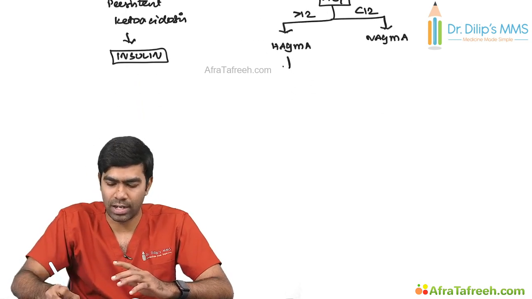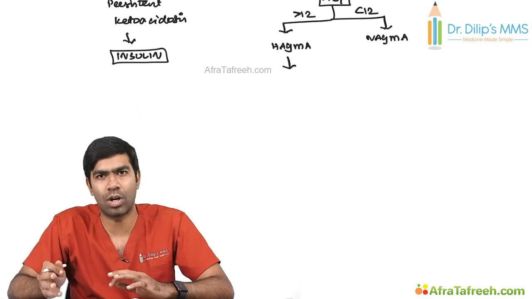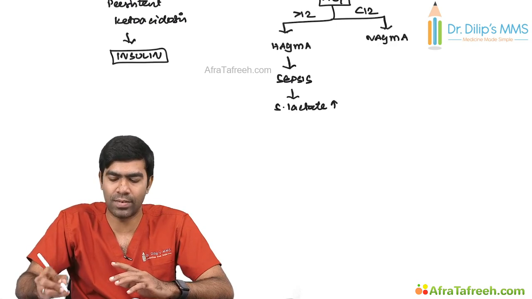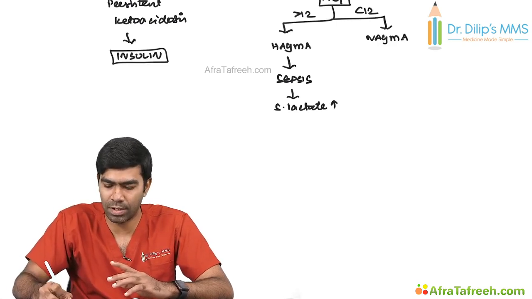Usually, high anion gap metabolic acidosis in the setting of resolved ketoacidosis will be due to sepsis, which can be further confirmed by doing a serum lactate, which will usually be elevated in this setting. So in this setting, my treatment will be aggressive antibiotic therapy.